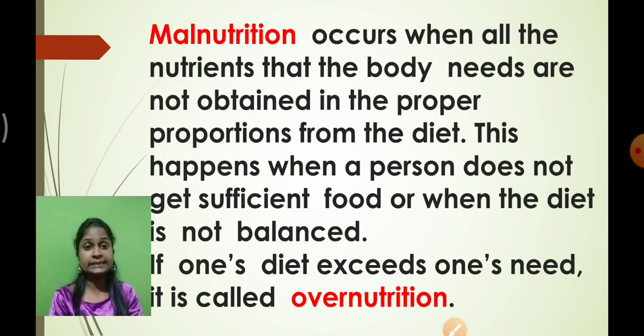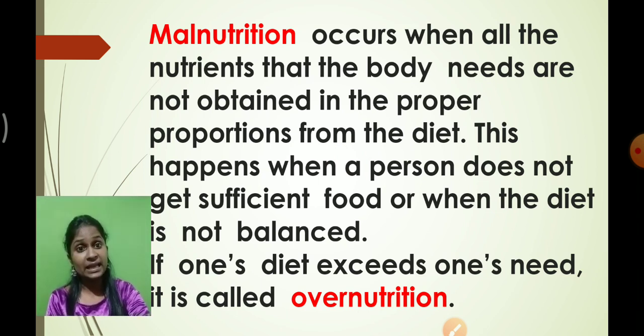And most importantly, there are two types of conditions which might occur because either you eat very little food, or you overeat. If you eat very little food, then this condition is called malnutrition. So what does malnutrition mean? It occurs when the nutrients that the body needs are not obtained in the proper proportion. So if a person does not get sufficient food, then the person will suffer from malnutrition.